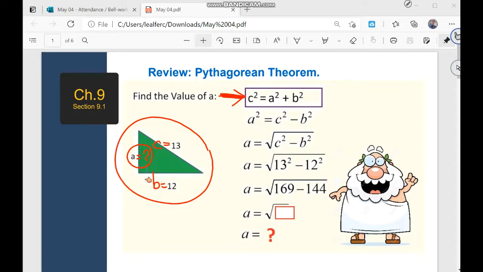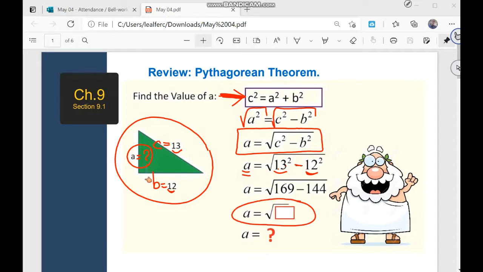The only thing you have to change a little bit is that we're going to isolate A and apply the square root on both sides of the formula. Then we have this as a result, a formula for A. Just plug in the numbers. C is 13, so 13 squared, minus B is 12, minus 12 squared, square root of this whole thing. Then you have the square root of 169 minus 144.